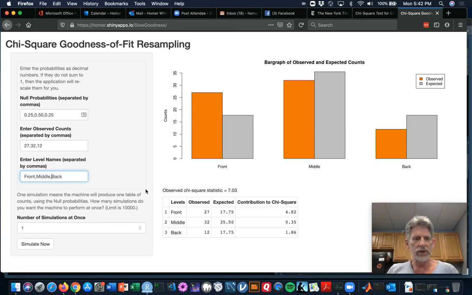So what I'd like you to do is play with the app the same as before. Go ahead and do a lot of simulations and eventually get yourself a p-value, and you can decide for yourself about this situation. I'll give you a recap in the next set of slides.